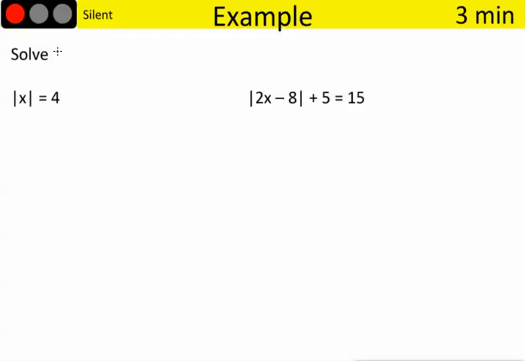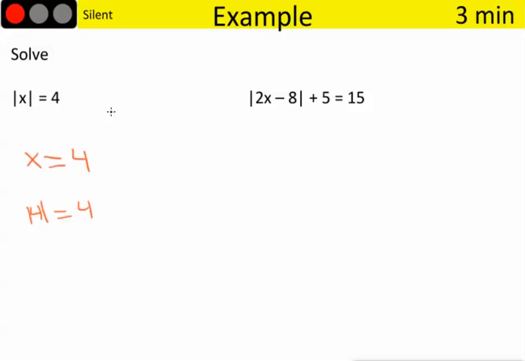Alright, so now we're going to use what we know about absolute values to solve some equations. This first one's very simple. It's just the absolute value of x is equal to 4. So because this is inside of an absolute value, we're trying to figure out what value x could have that the absolute value of x would be 4. So first of all, x could be 4 because the absolute value of 4 is 4.